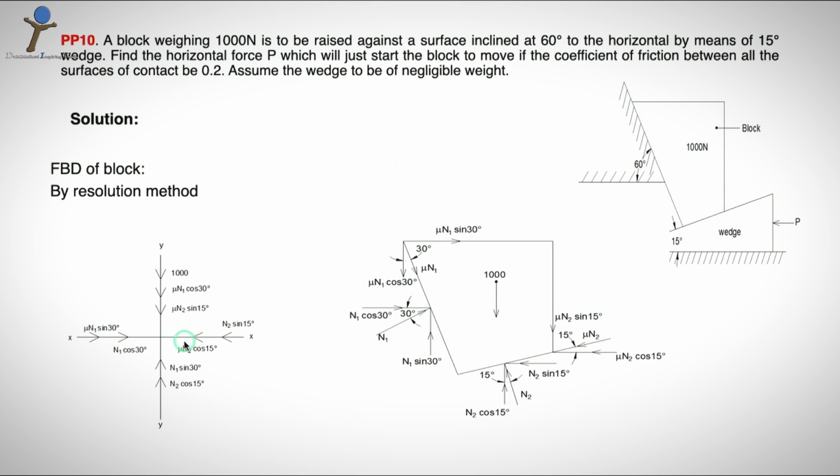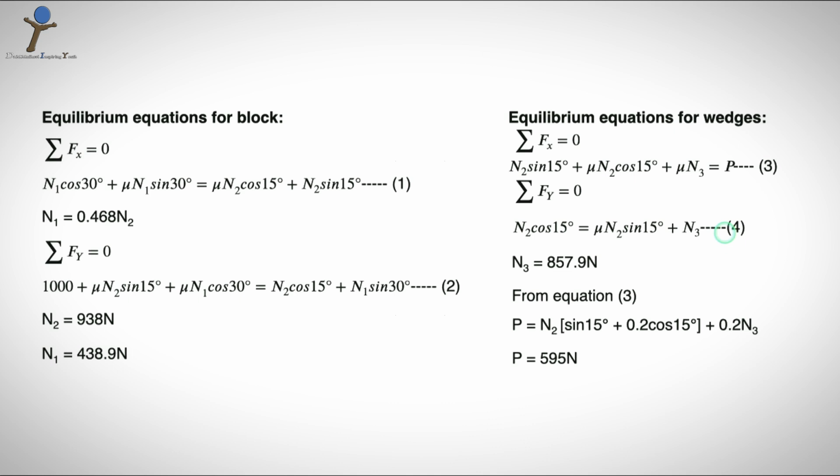That is, sigma Fx is equal to 0. So, the sum of the forces on the x axis is equal to 0. So, you take forces towards rightward direction and forces to the leftward direction. Similarly, sigma Fy equal to 0. The sum of the forces on the y axis is also equal to 0. So, these are the equilibrium equations for the block. You can solve these equations and get the unknown values, that is N1, N2 reactions. The next free body diagram would be about the wedge.